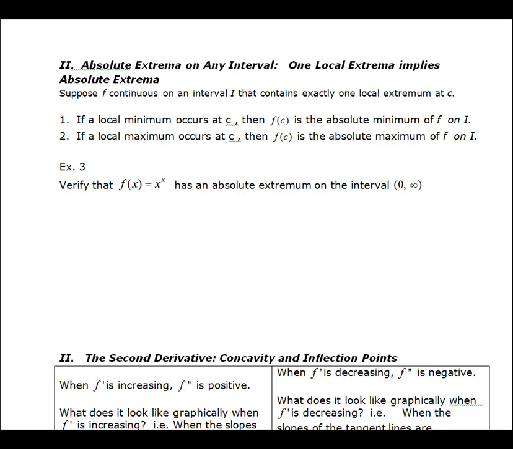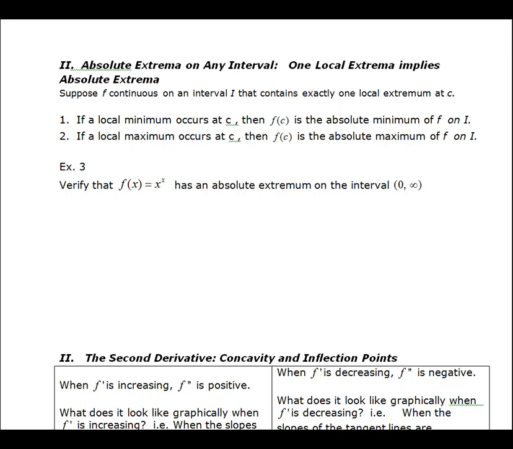All right, in an earlier video, we looked at trying to find absolute extrema on a closed interval, and we were guaranteed that if a function was continuous on a closed interval, it would have an absolute max and an absolute min, and those absolute extrema would occur either at an endpoint or at a critical value.